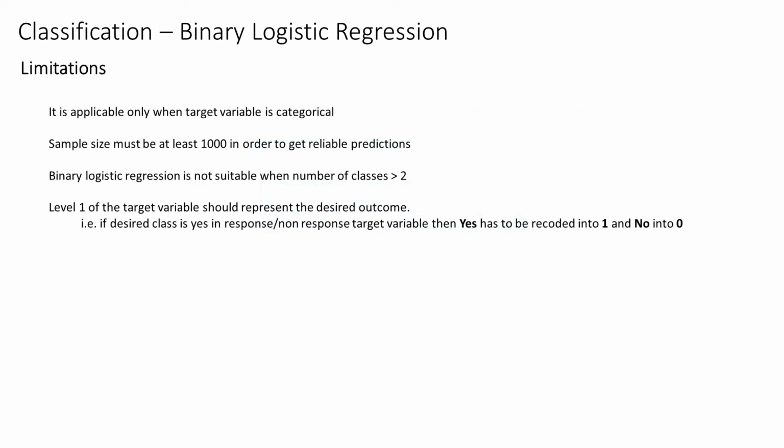Binary logistic regression classification is applicable only when the target variable is categorical, and the sample size must be at least 1,000 in order to get reliable predictions. Binary logistic regression is not suitable when the number of classes is greater than 2.